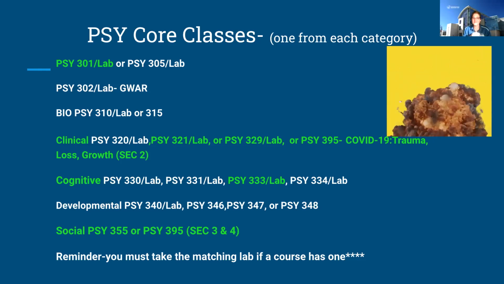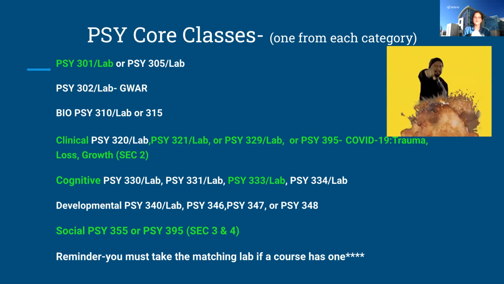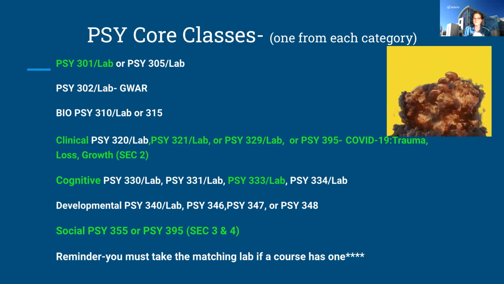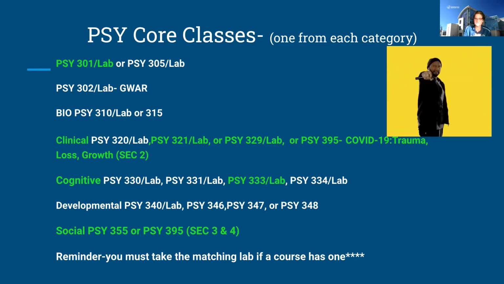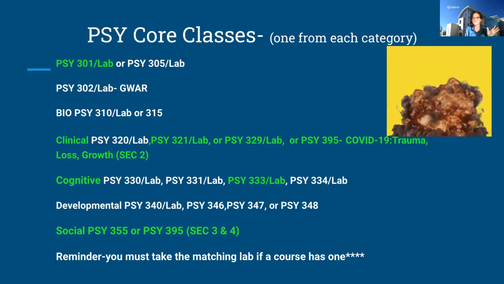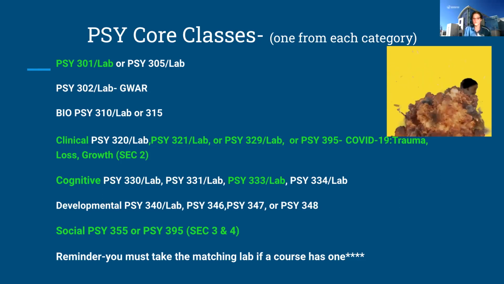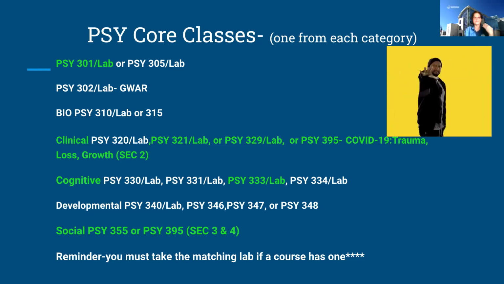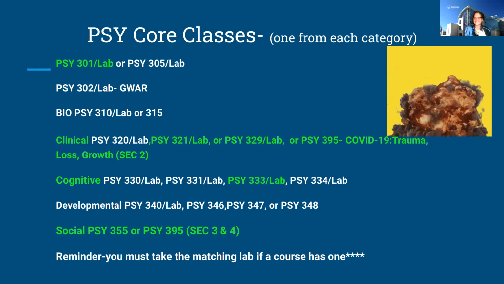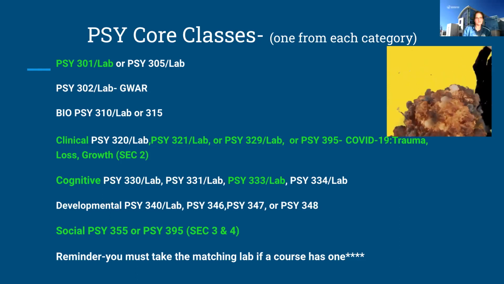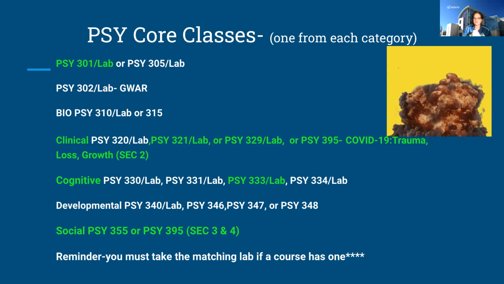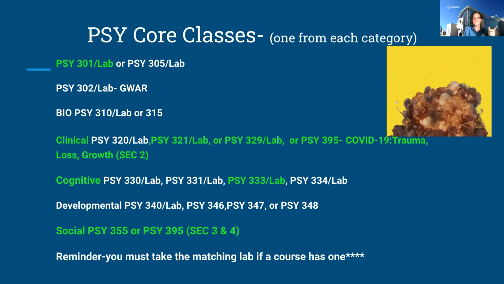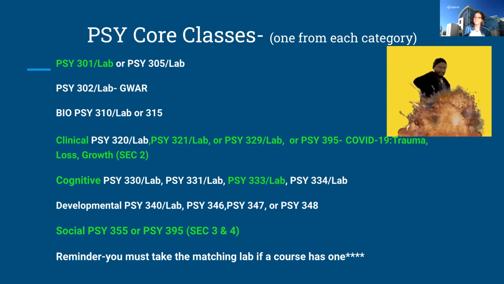Or we have another brand new class, which is Psych 395, social psych and social issues. That is Section 3 and 4. Again, Jessica and I would need to go in and substitute that for social psychology, but it's an excellent social psychology class about what's happening in the world right now. And again, I know I keep saying plus the matching lab, but you just have to remember that if you're taking Psych 333 Section 2, you have to make sure you take Section 2 lab. Everything has to match.